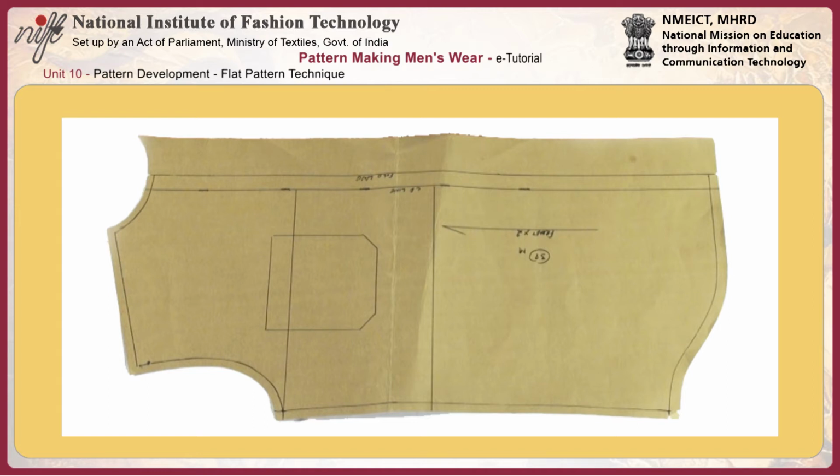Now let us move to lay marker. Spread the fabric on the table folded exactly. Use the front pattern and place it. If you avoid selvage, it's good. If not possible, then it is placed on selvage.